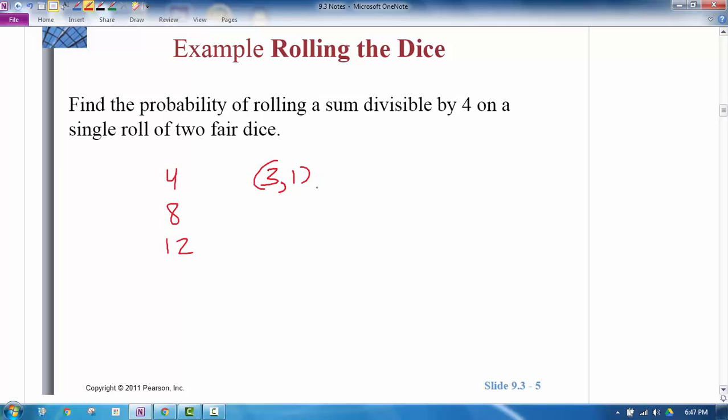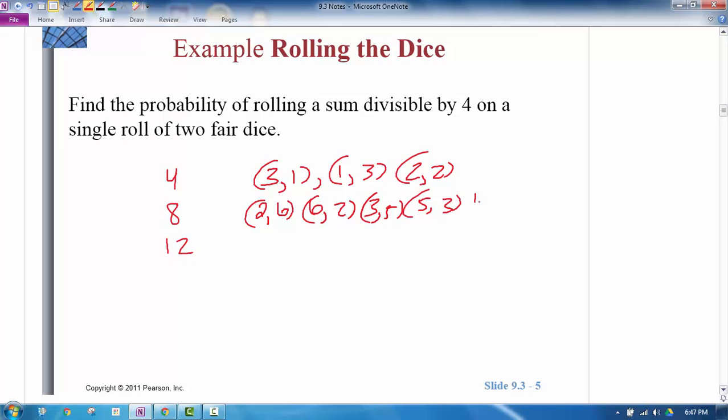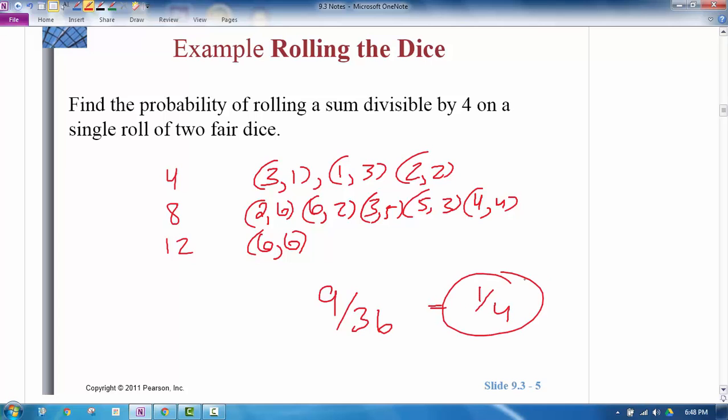So how many times can I get a 4? Well, a 3 and a 1 would do it, a 1 and a 3 would do it, and a 2 and a 2. Those are the ways I can get 4. So there's 3 options. How about an 8? An 8, I could roll a 2 and a 6, or a 6 and a 2. I could do a 3 and a 5, or a 5 and a 3, or also a 4 and a 4. And then how many ways can I get a 12? There's only one way, a 6 and a 6. So if you add up all the ways that you could get a number divisible by 4, there's 9 total, and we know the sample space is 36. That reduces to 1/4. So you have a 25% chance of rolling something that's divisible by 4.